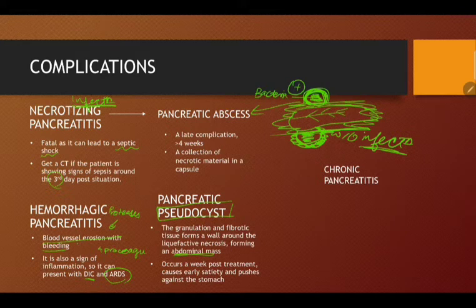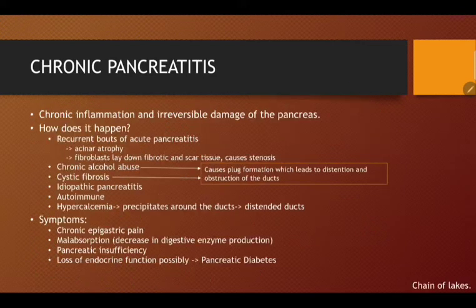And the last complication is chronic pancreatitis, and we will be talking about that here. So chronic pancreatitis is basically chronic inflammation and irreversible damage of the pancreas. There are multiple causes of chronic pancreatitis, just like in acute. Chronic pancreatitis is caused because of recurrent bouts of acute pancreatitis.